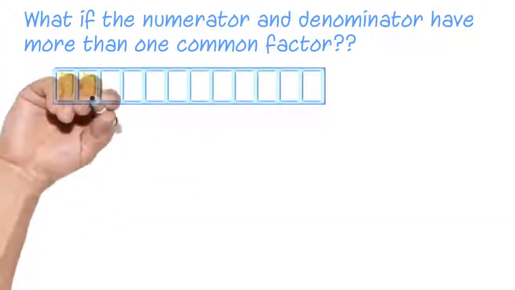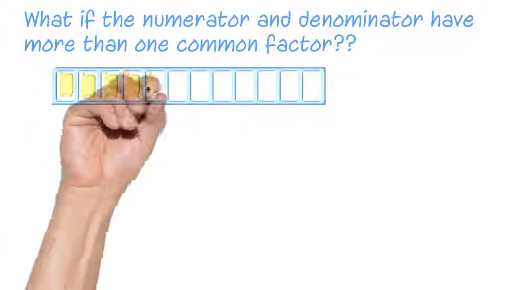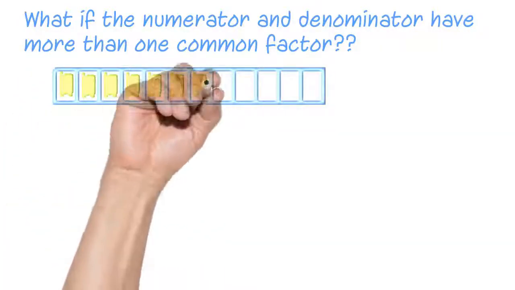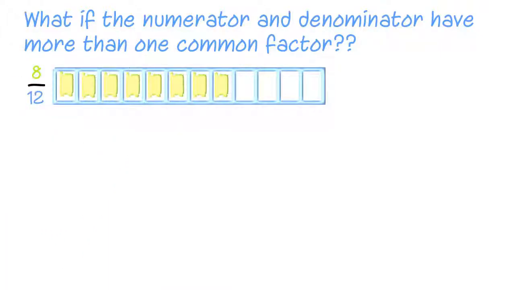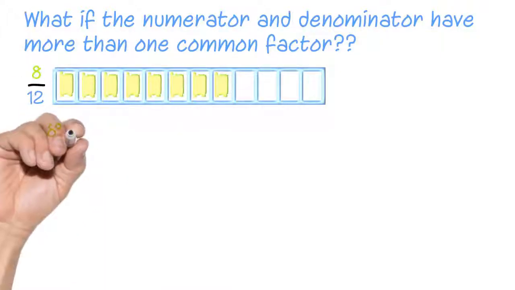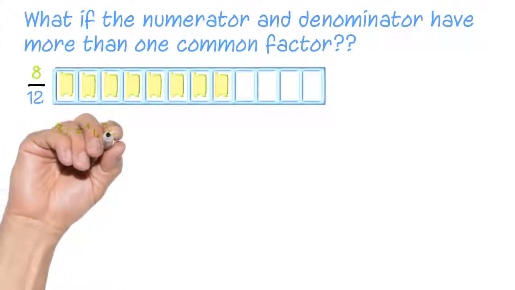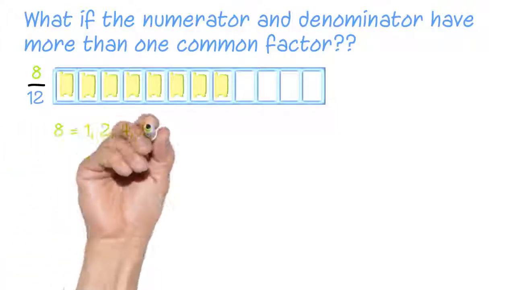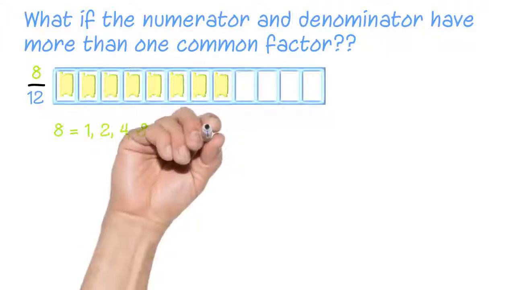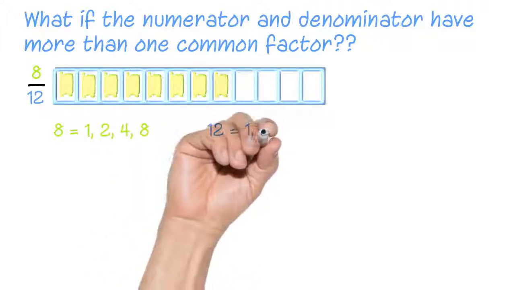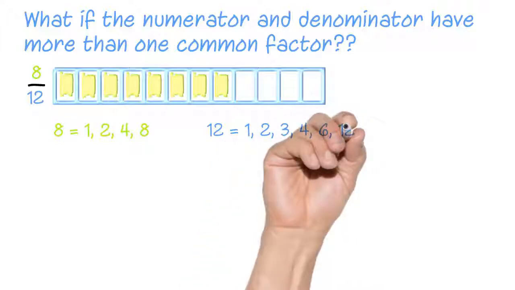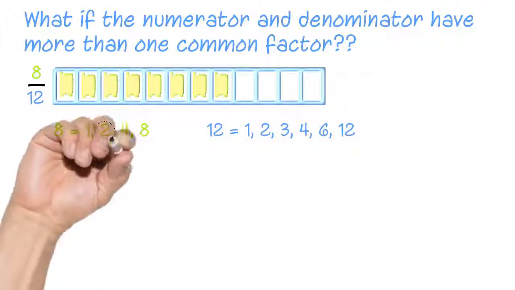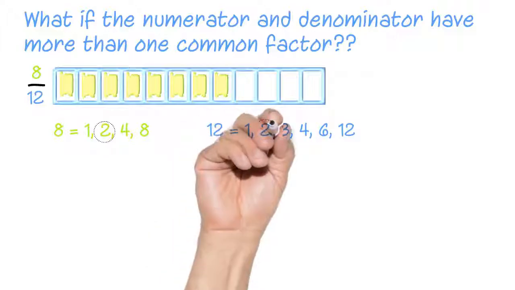The first step when trying to simplify a fraction is to list all factors of the numerator and denominator. The factors of 8 are 1, 2, 4, 8. The factors of 12 are 1, 2, 3, 4, 6, 12. The next step is finding the common factors of 8 and 12.